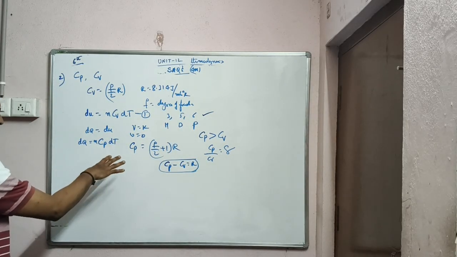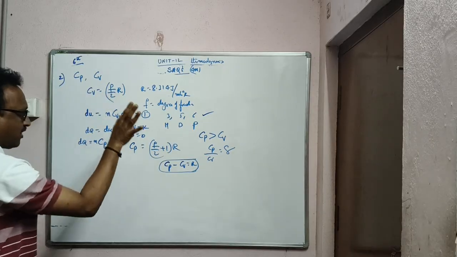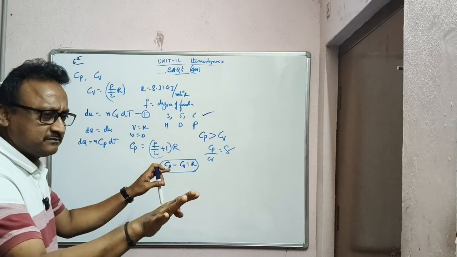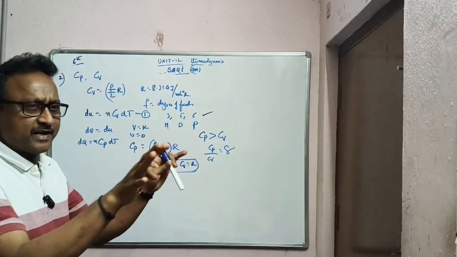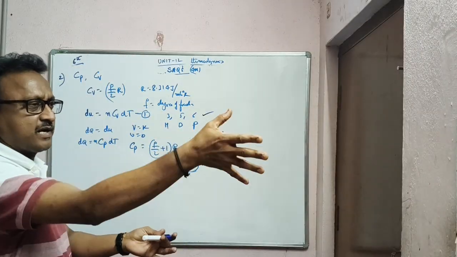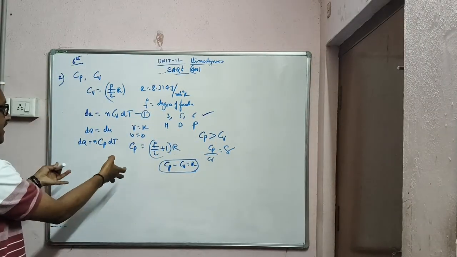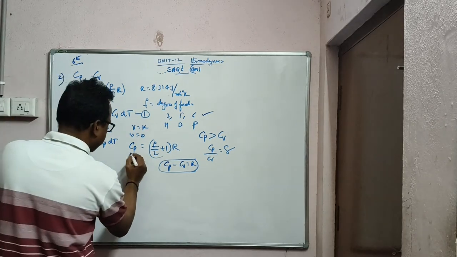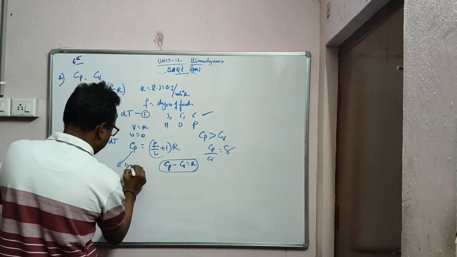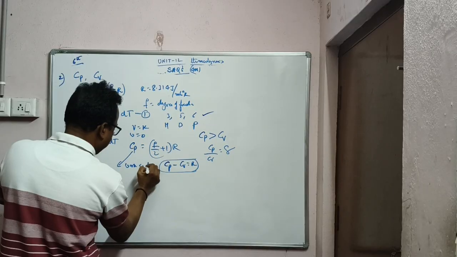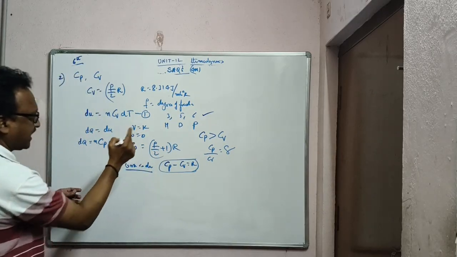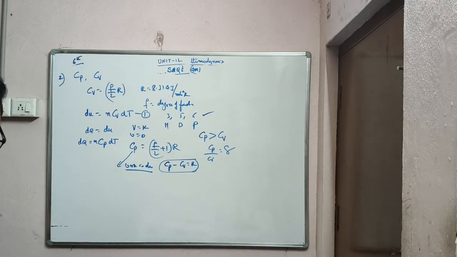The main reason is that at constant volume no work is done, so dQ is entirely equal to the increase in internal energy. But when constant pressure is applied, work is done. Because work is done, Cp is greater than Cv. Next one, third question.